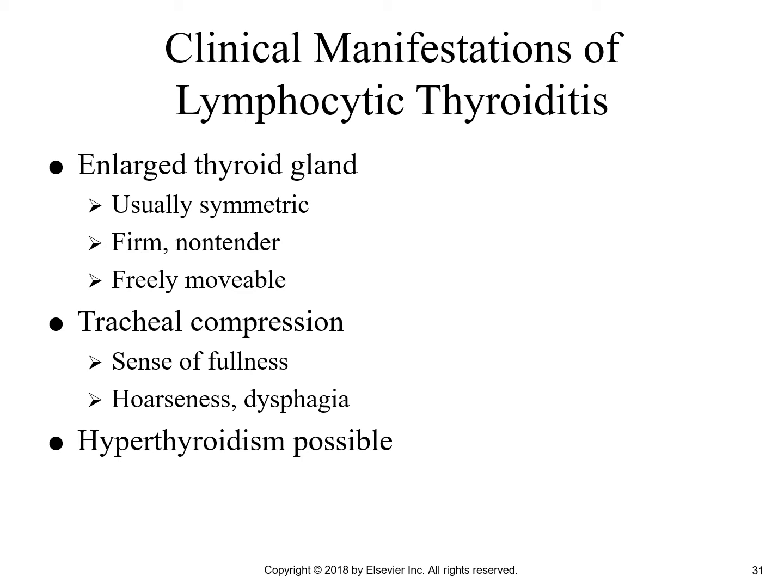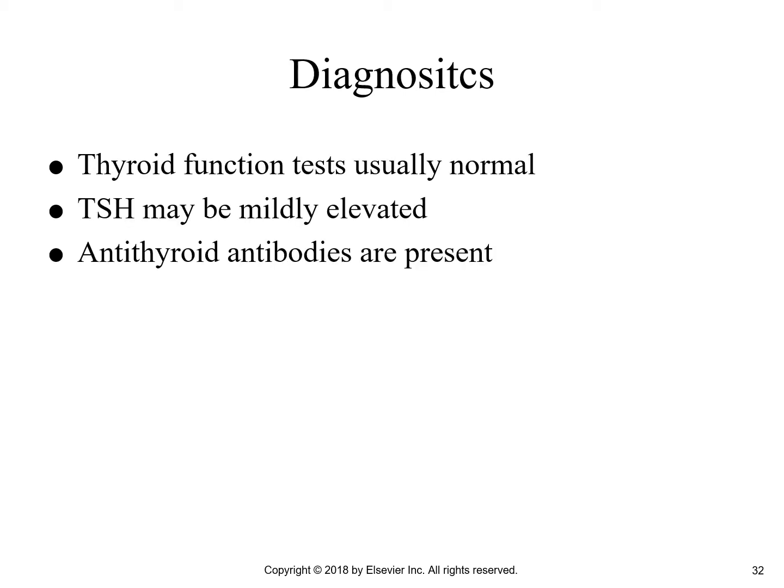Here are the clinical manifestations of lymphocytic thyroiditis. They will have enlarged thyroid glands, tracheal compression, and hyperthyroidism is possible. Diagnostic: that's supposed to say diagnostic, sorry for the misspelling of that word. Thyroid function tests are usually normal. TSH may be mildly elevated, and anti-thyroid antibodies are present.